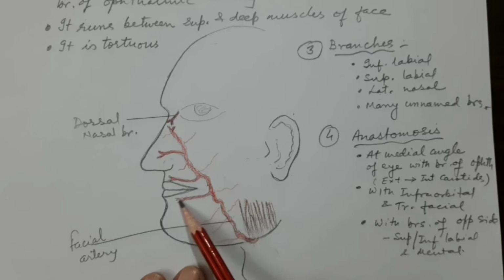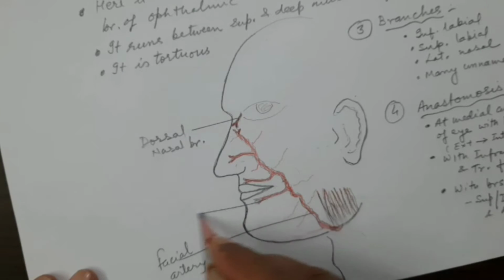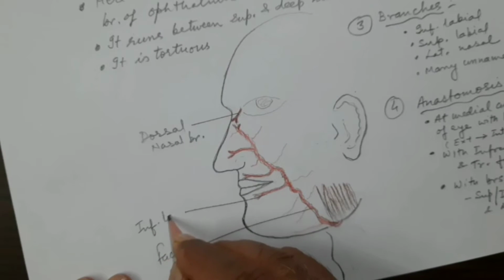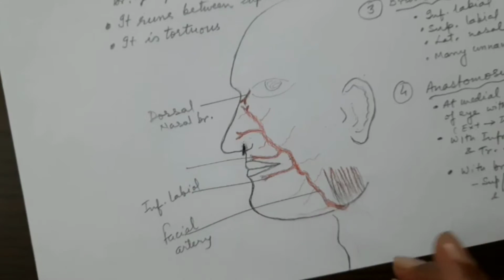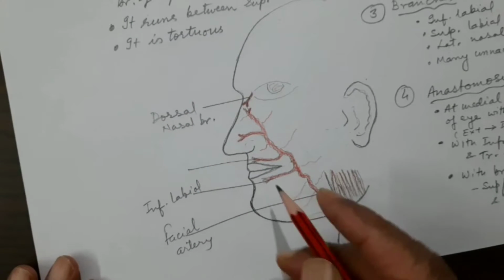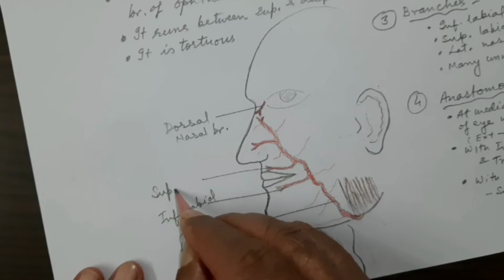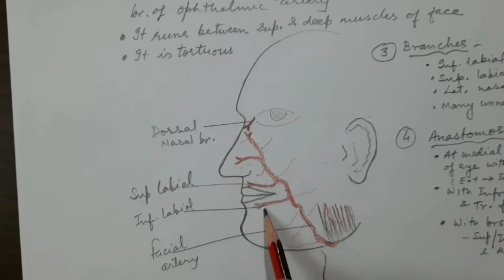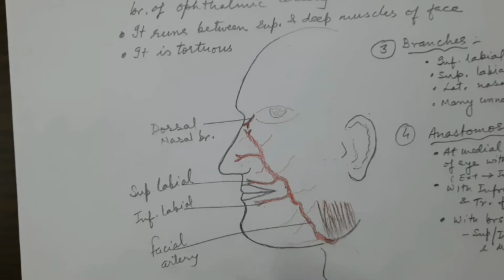And this is the first branch, which goes towards the lower lip, and this is called the inferior labial branch. Then one branch goes into the superior lip, and this is called the superior labial branch. So the inferior labial and the superior labial are the branches which will go towards the lip. They are quite prominent branches.